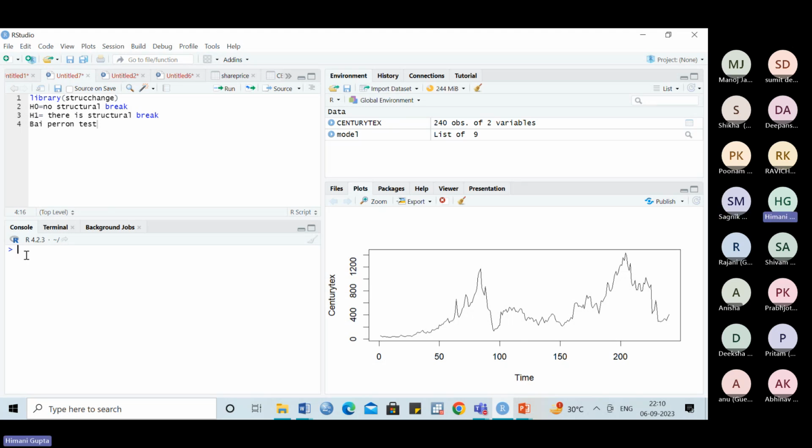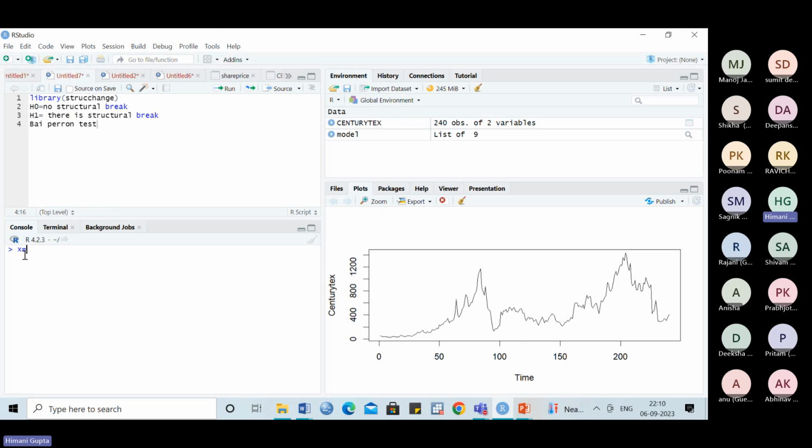Yes, ma'am. So now we have to convert our data into time series, because it's a prerequisite of the breakpoints test. It will believe its own calculation, not my calculation. So let's store the data in some name. Let's say Century Textile share price, or I can say sale price, anything. You can just give the variable X. Let's say I'm giving the variable X.